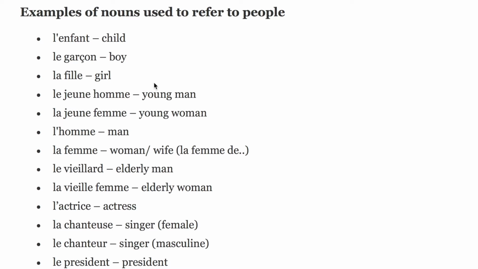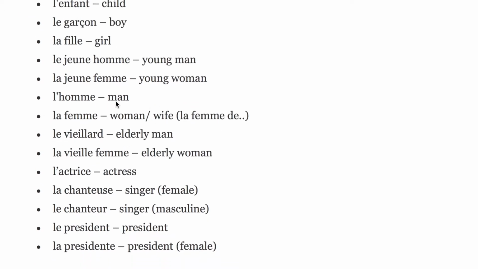And here are a few examples of nouns used to refer to people. 1. L'enfant, child. Le garçon, boy. La fille, girl. Le jeune homme, young man. La jeune femme, young woman. L'homme, man. La femme, woman or wife, depending on how you use it. La femme de. Le vieillard, elderly man. La vieille femme, elderly woman.